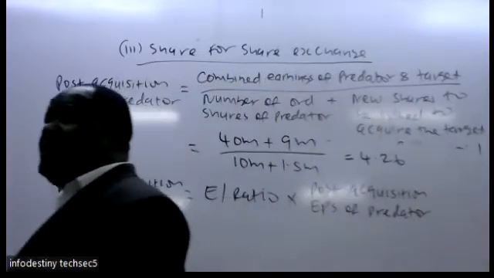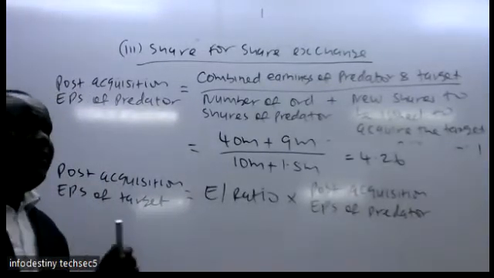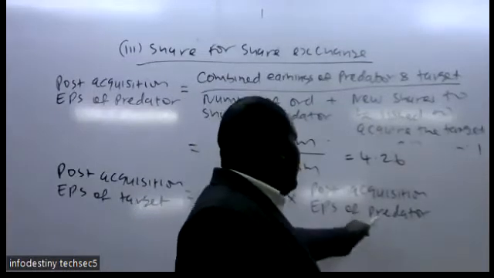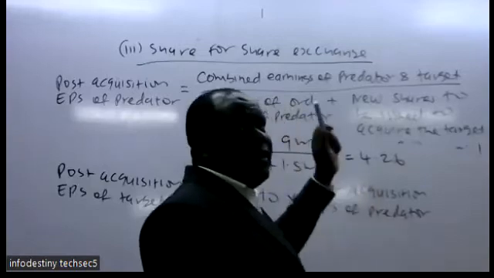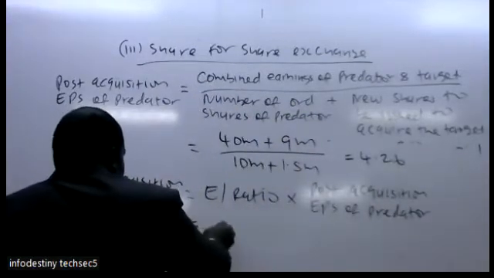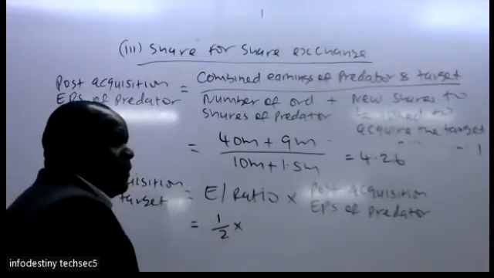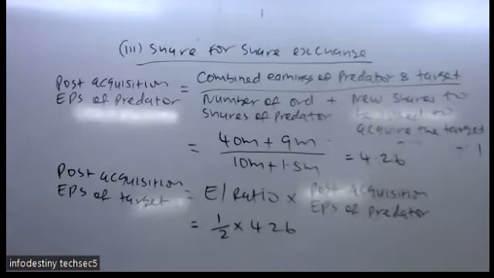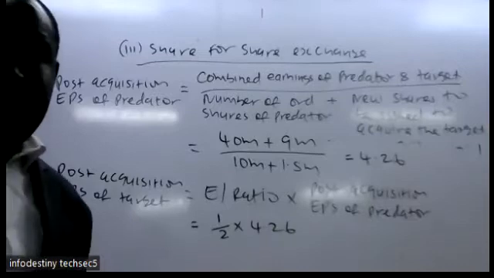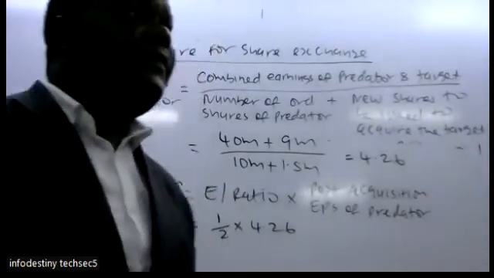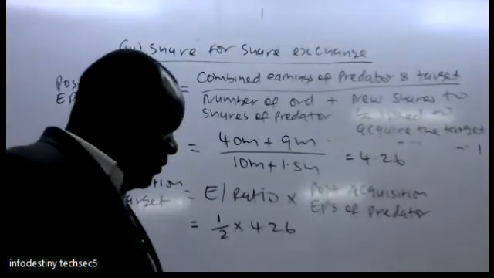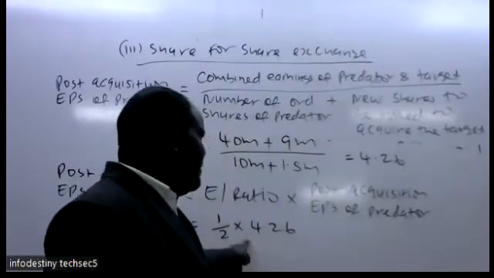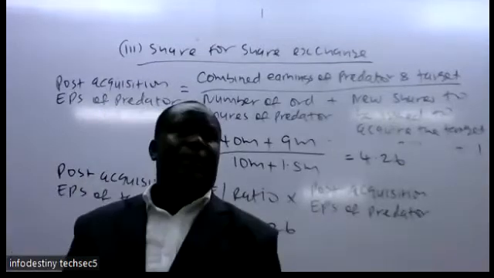Just in case they require you to calculate the one for the target, you simply take the exchange ratio multiplied by the one for the predator. The one for the predator we have calculated, and the exchange ratio we also calculated. Remember, exchange ratio is 1:2, that's the same as 1 divided by 2, then multiplied by 4.26. So it is giving us which value? 2.13. This one was not required in that paper, but just in case they want you to calculate the one for the target.